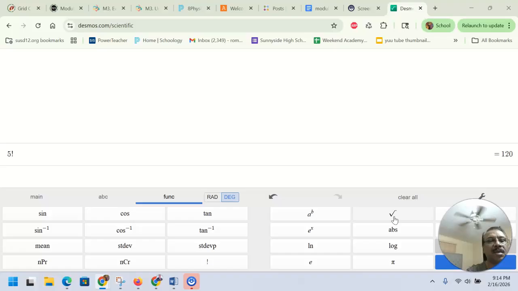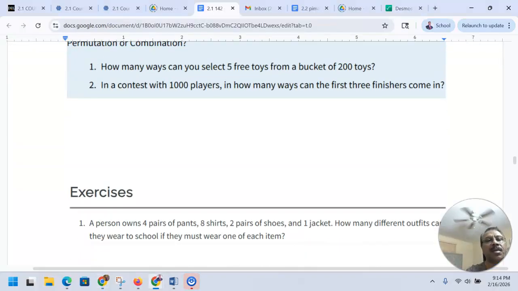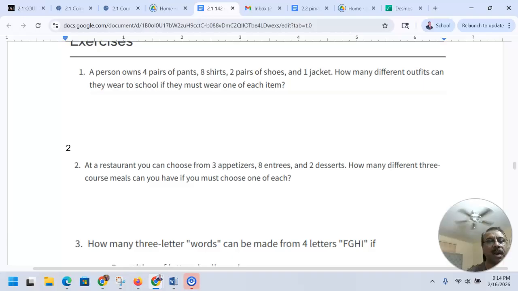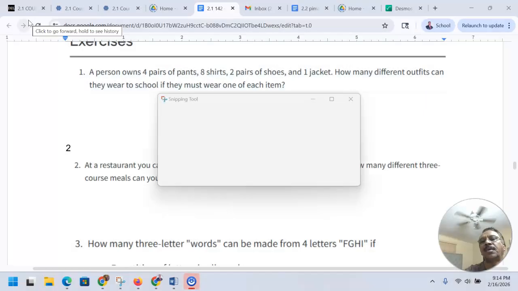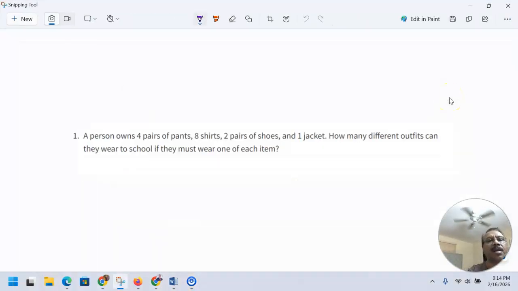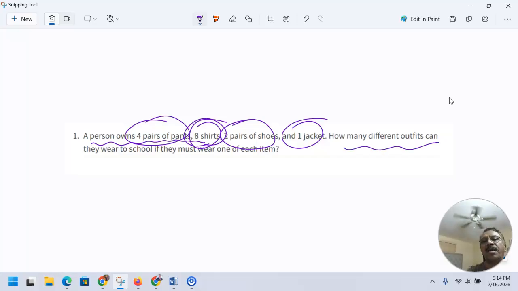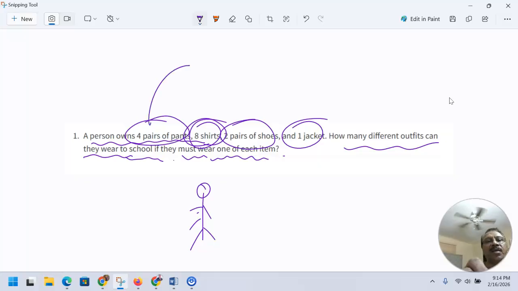If you see the exercise problems, it is all the same thing, more practice. If you see the first one, this is what can come for the exam, right? A person owns 4 pants, 8 shirts, 2 pairs of shoes, and a jacket. How many outfits can they wear to school if they must wear one of each? That means a person has to select one of each.